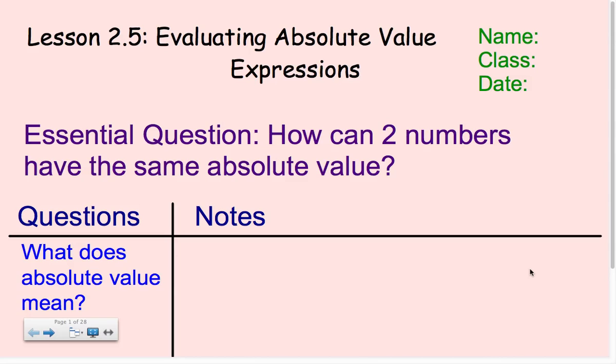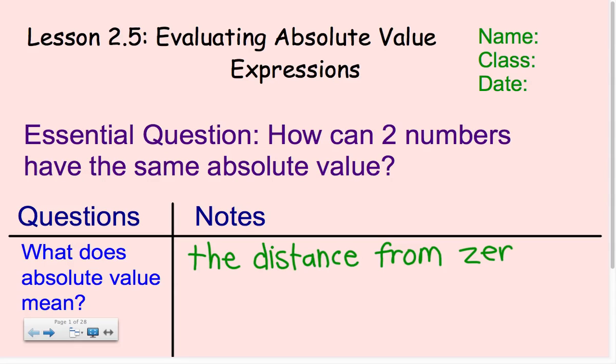Absolute value is the distance from 0 on a number line.